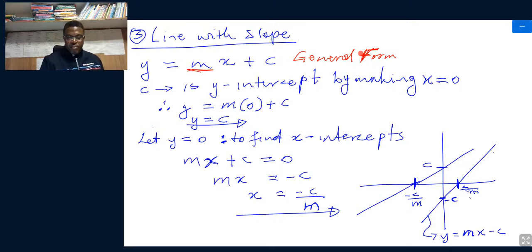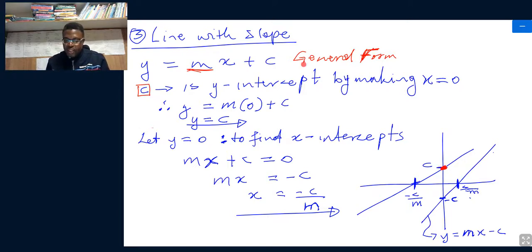Now in the general form, we have c. C is the y-intercept. What is a y-intercept? It is where a line cuts the y-axis on the Cartesian plane. So here, on this red point, is c. How do we get c? We make x equal to 0, and here I've done it.